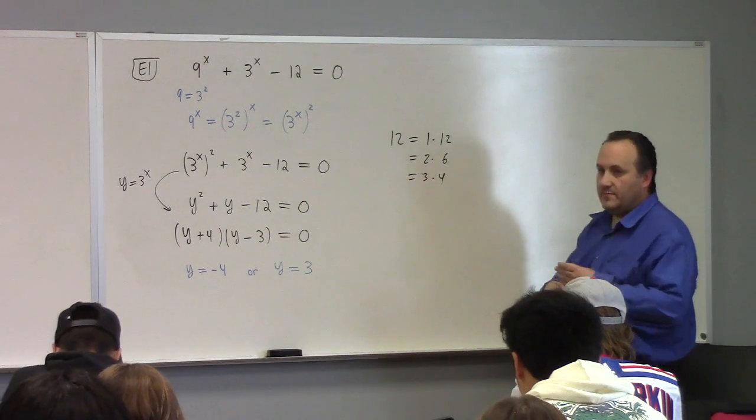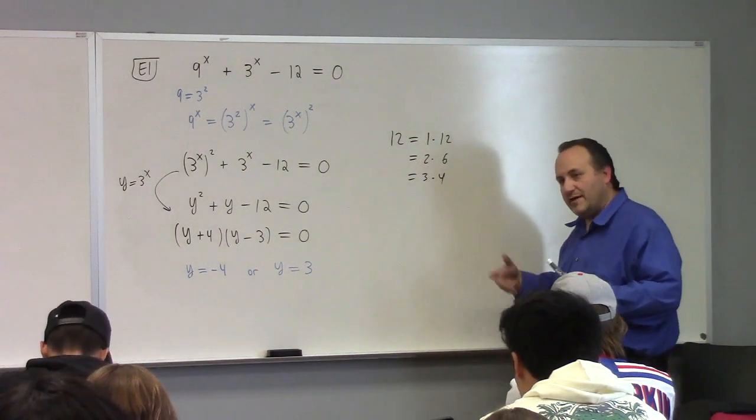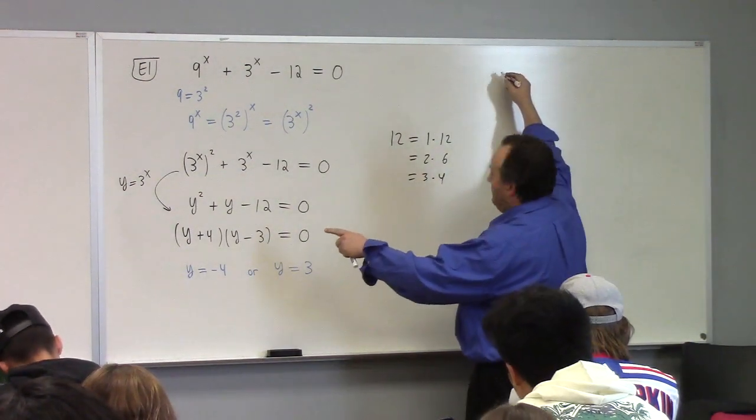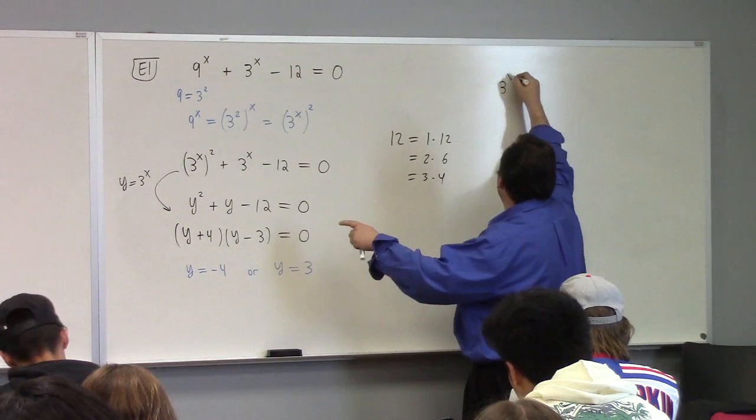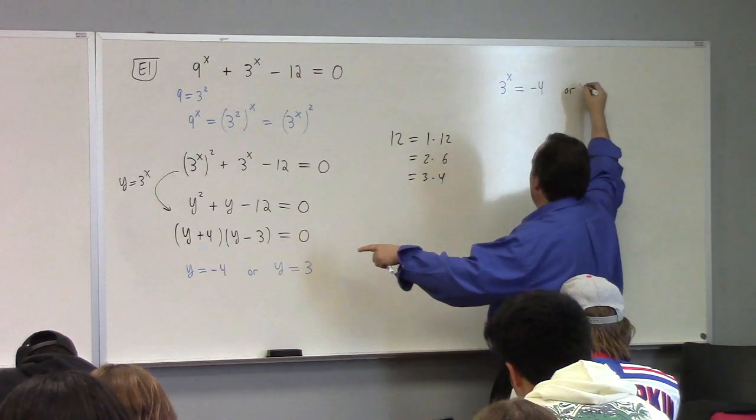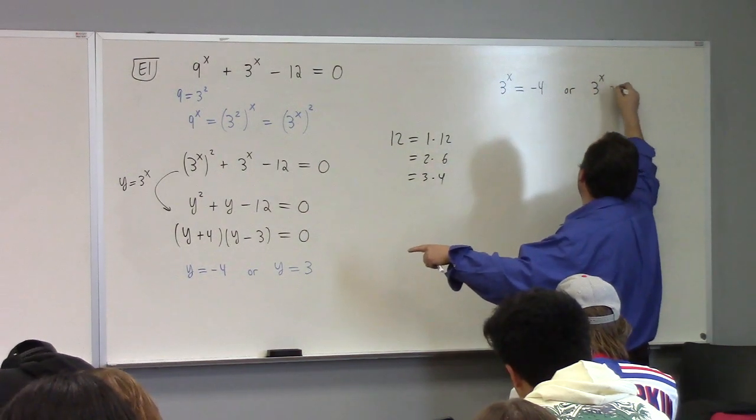What was y? Is y the answer? No, right? We need to find x. So what we have now is 3 to the power x is equal to minus 4, or 3 to the power x is equal to 3.